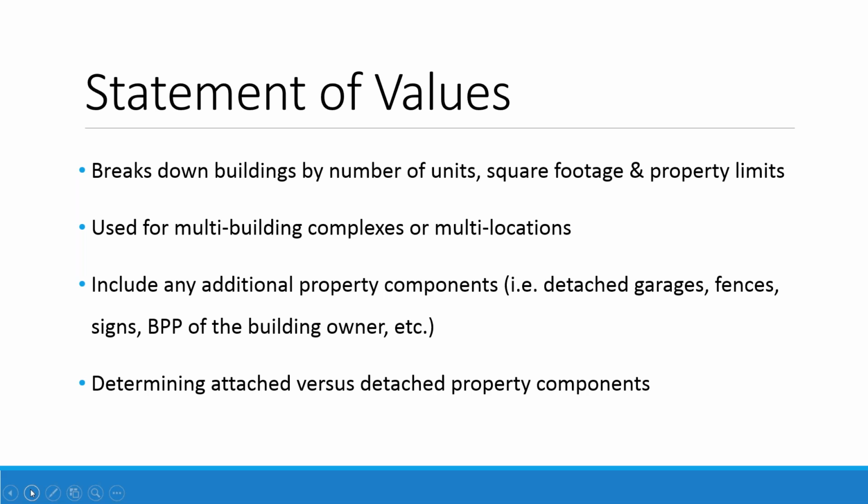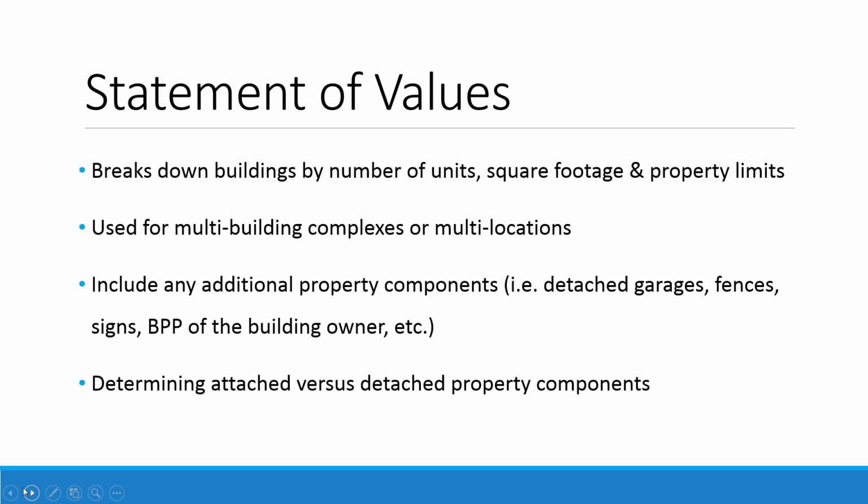If there's fences, signs, or if the building owner happens to provide, say, tables and chairs outside of a restaurant type tenant, and they're the ones that own those tables and chairs, then that would be BPP of the building owner, and we'd want to offer them property coverage for that. So in the event of a loss, it's covered. The only thing we wouldn't want to be providing is any sort of BPP coverage for the tenants.